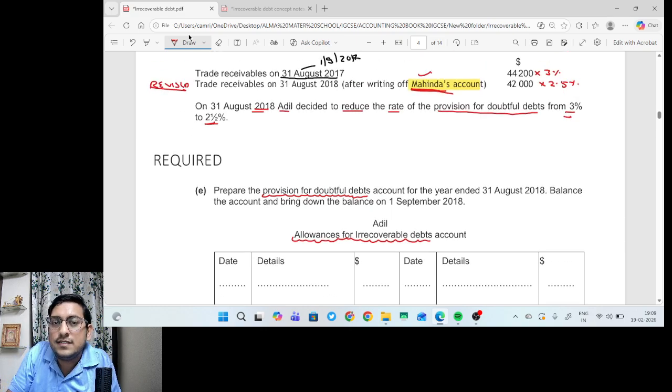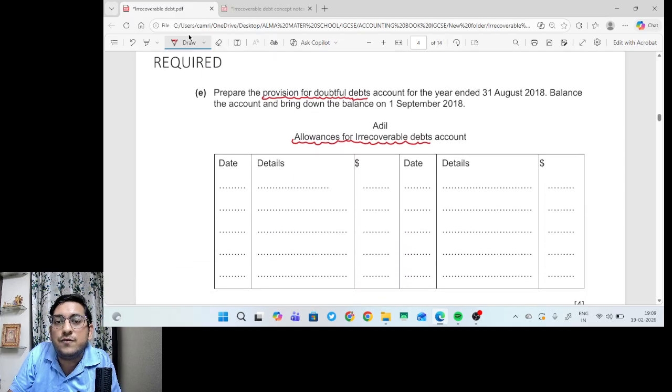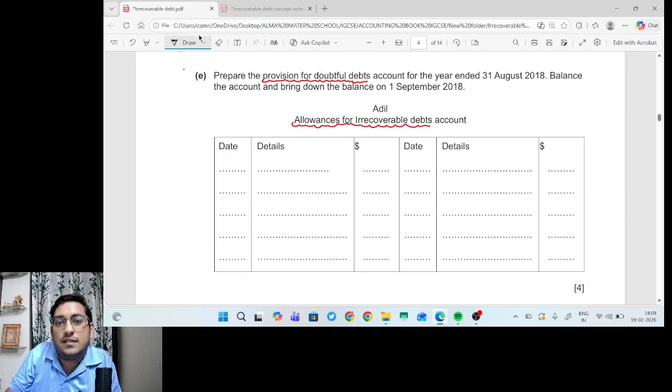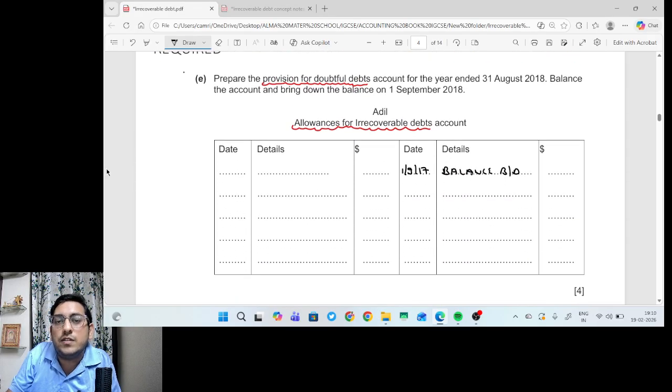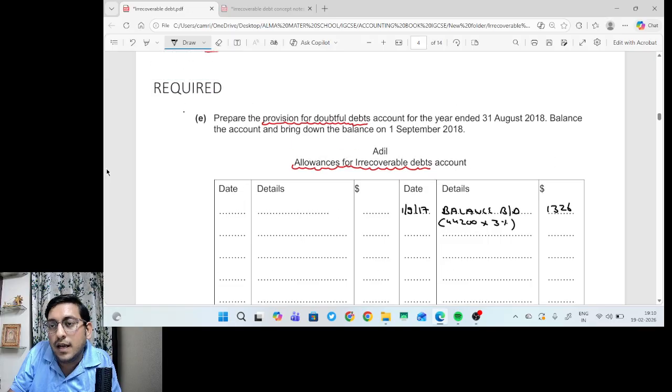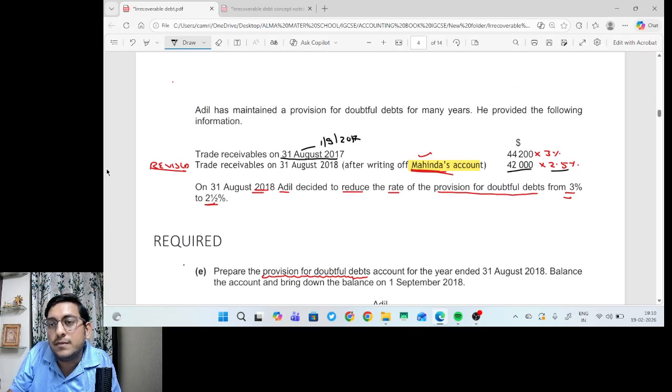Okay. So what is the opening allowances on 31st August? So can I say 1st September 2017? I have to write opening balance here. Balance brought down. How much? 44,200 multiplied by opening allowances of 3%. So please calculate, guys, how much allowances for irrecoverable debt come. 44,200 multiplied by 3% gives me $1326, right? And closing allowance is based on 42,000 multiplied by 2.5%.